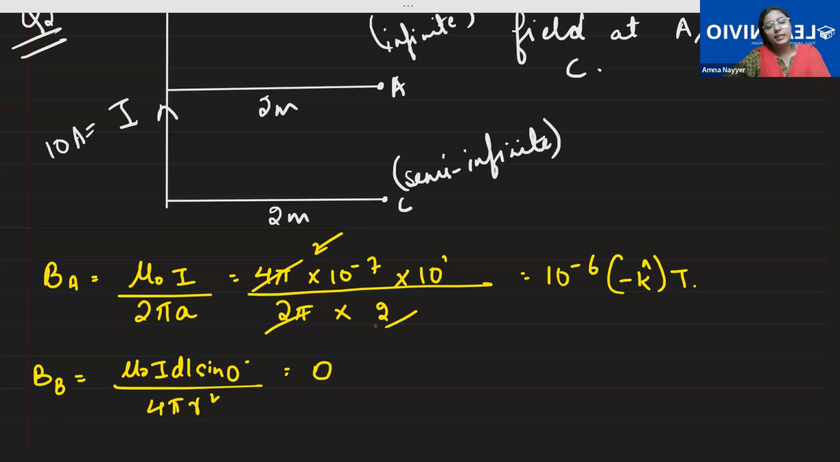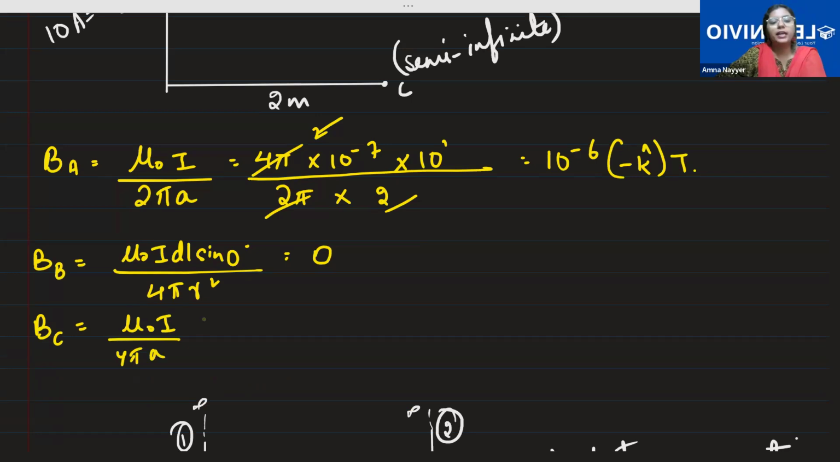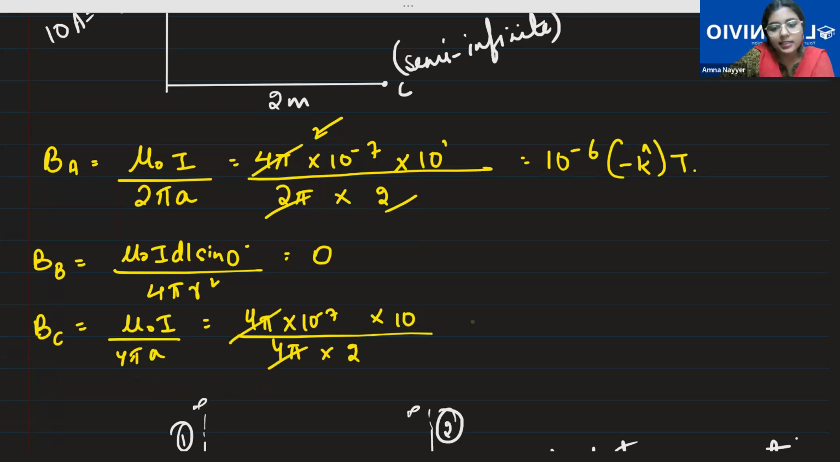Okay. Third is semi-infinite, as if the C point is there at a distance of 2 meters and this wire is semi-infinite. Now for the semi-infinite wire, what's the formula? Mu naught I by 4 pi a. Now mu naught is 4 pi into 10 to the power minus 7, current is 10, divided by 4 pi into a, which is 2. This gets cancelled. This is 5 into 10 to the power minus 7, again minus k cap Tesla. If I write down the direction, the point is towards the right, so the thumb will point inwards. Am I clear?